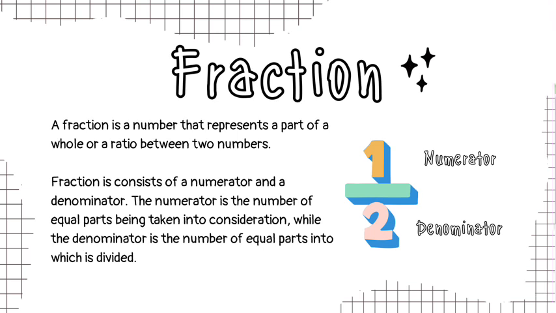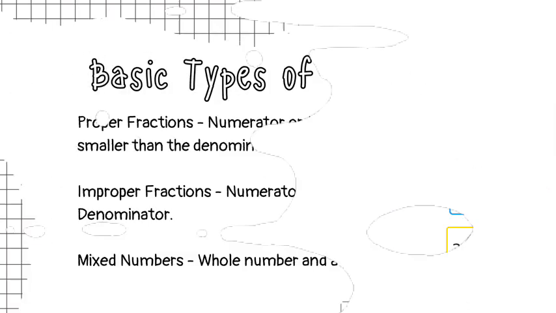What is a fraction? A fraction is a number that represents a part of a whole or a ratio between two numbers. Also, a fraction consists of a numerator and a denominator. The numerator is the number of equal parts being taken into consideration, while the denominator is the number of equal parts into which it is divided.